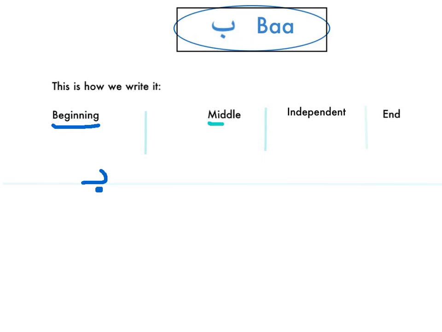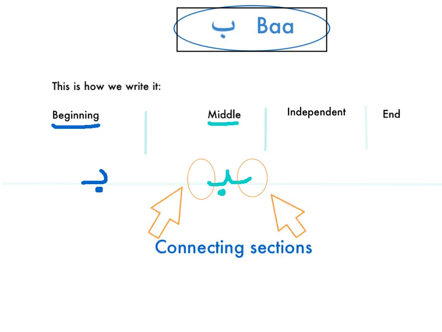Now watch it as I write Ba in its shape at the middle of a word. When Ba comes in the middle of the word, it has a connecting section that links it to the letters that come before and after it.